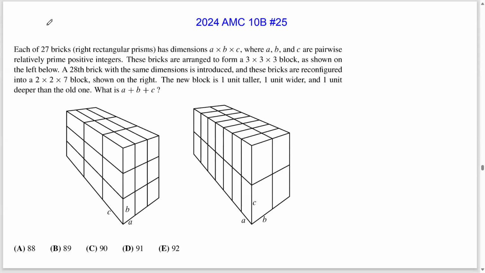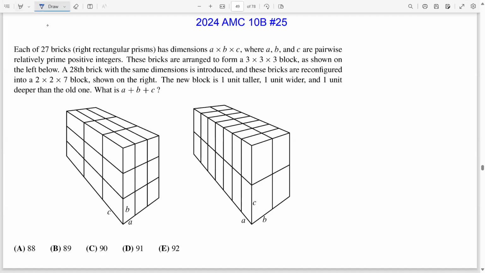Each of 27 bricks has dimensions a times b times c, where a, b, and c are pairwise relatively prime positive integers. These bricks are arranged to form a 3 by 3 by 3 block, as shown on the left below. A 28th brick with the same dimensions is introduced, and these bricks are reconfigured into a 2 by 2 by 7 block, shown on the right. The new block is 1 unit taller, 1 unit wider, and 1 unit deeper than the old one. What is a plus b plus c?